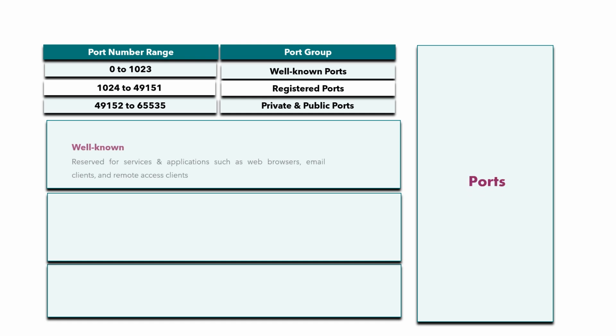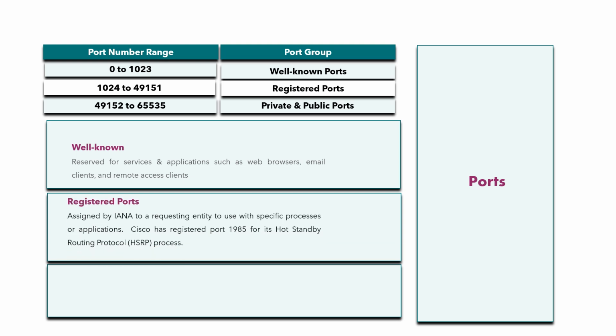Well-known ports are reserved for services and applications such as web browser and email clients. Registered ports are available to those who create applications. The creator of those applications can go to the Internet Authority and ask for a port address for their application. Each application requires a unique port address. Dynamic or private port addresses are the ones that computers use as the source port address when they initiate communication with other hosts.